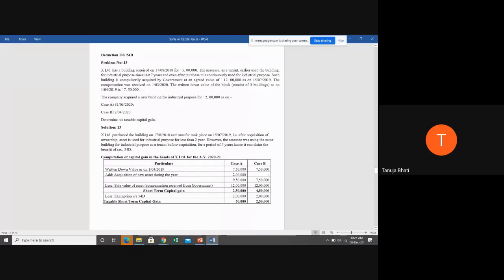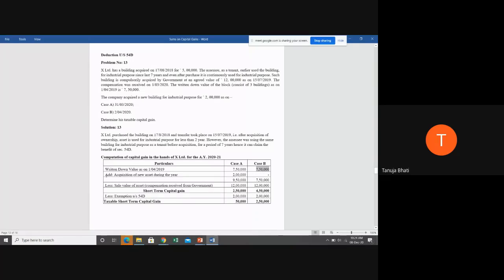So let us see. Computation of capital gains in the hands of X Limited for the assessment year 2020-2021. So first, usually we always take sales consideration less cost of acquisition. But here we need to calculate cost of acquisition because it is a depreciable asset, correct? So what is the written down value of the asset as on 1/4/2019? The written down value of the asset as on 1/4/2019 is 7,50,000. So case A, we have written 7,50,000, case B 7,50,000.